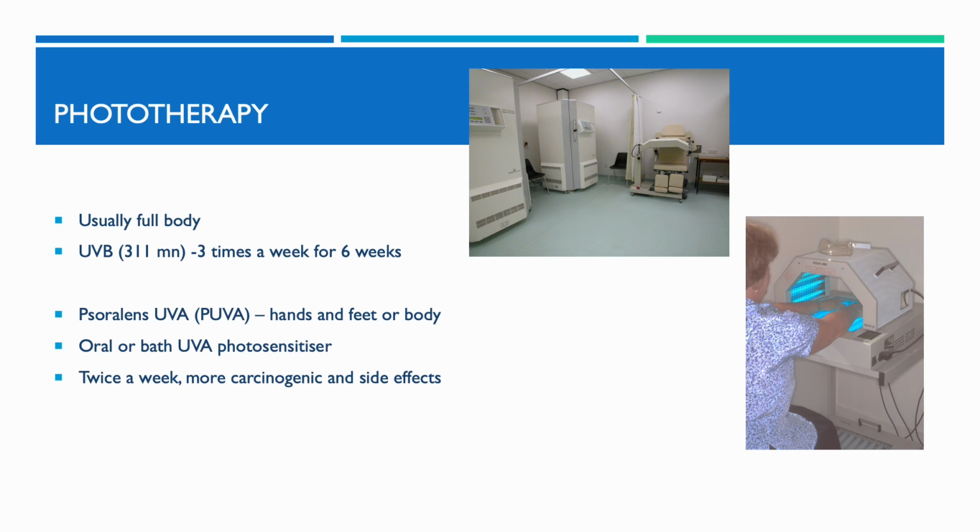So probably UVB, narrowband UVB, is used probably 10 or 15 times more frequently these days than PUVA. PUVA can also be delivered to the palms and the soles using a hand and foot unit. And you can see that somebody's having topical PUVA in the right-hand panel.